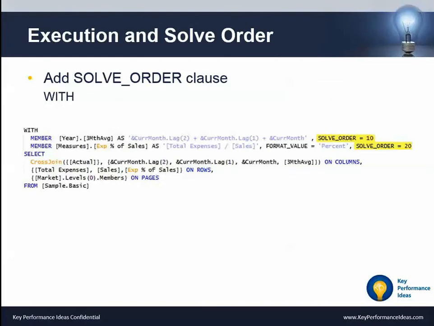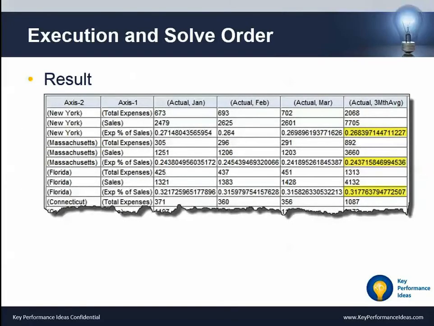If we go back and put a solve order on these, which I've highlighted in yellow, I'm saying I want you to solve them in this order. I want you to do my 3-month average first, so I'm going to give it a solve order of 10, and then I'm going to do my expenses as a percent of sales by using a solve order equal to 20. Now when we do that, we're actually getting an average instead of the summation of those 3.